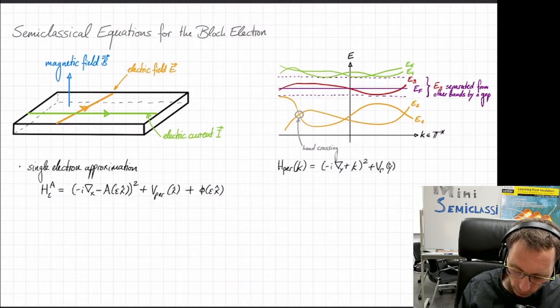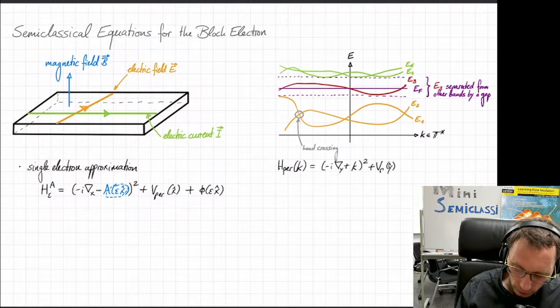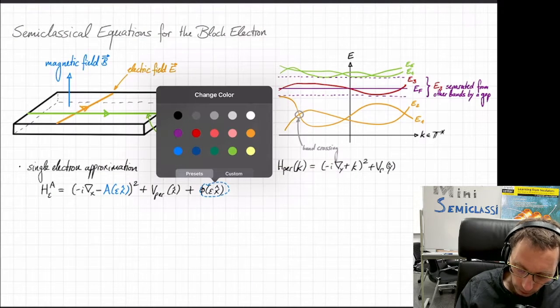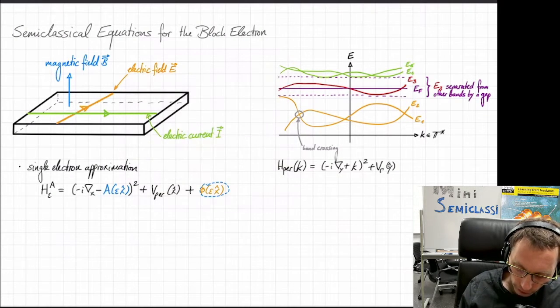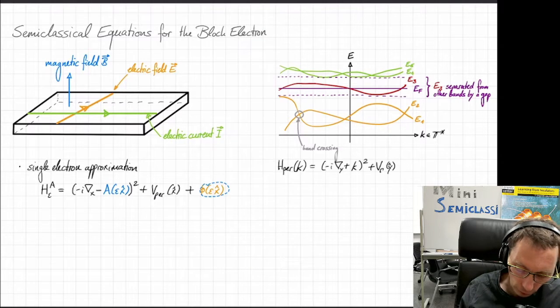So just to color everything consistently, the magnetic vector potential A is associated to the magnetic field, which is blue in the picture, and the scalar potential phi generates the electric field E. So the electric field E is just minus the gradient of phi.